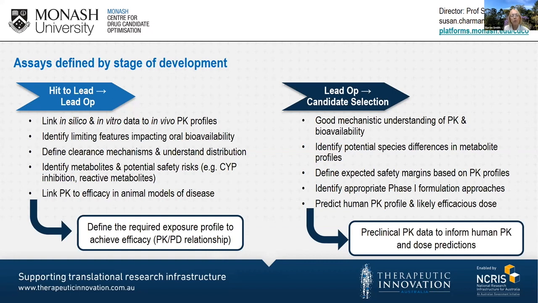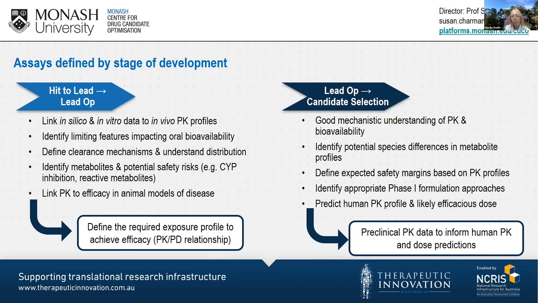With lead optimization to drug candidate selection, this element of the work gives good mechanistic understanding of pharmacokinetics and bioavailability, identifies potential species differences in metabolite profile, which is very important in drug development, defines expected safety margins based upon the pharmacokinetic profiles, identifies appropriate phase 1 formulation approaches, and these data can be used to predict the human pharmacokinetic profile and the likely efficacious dose.